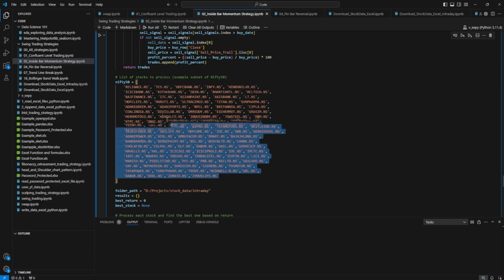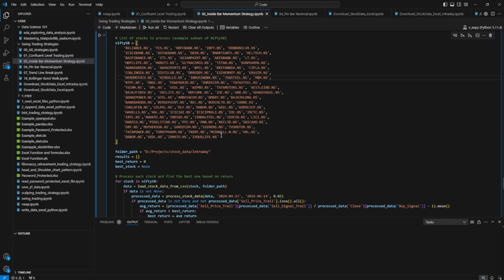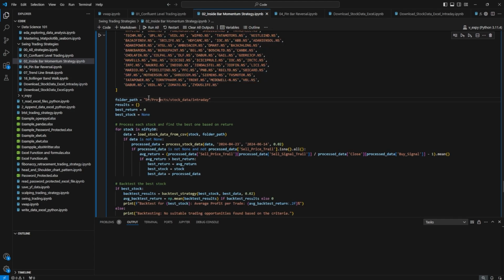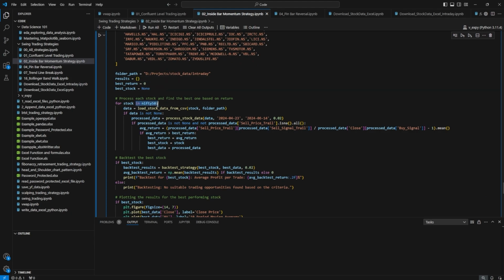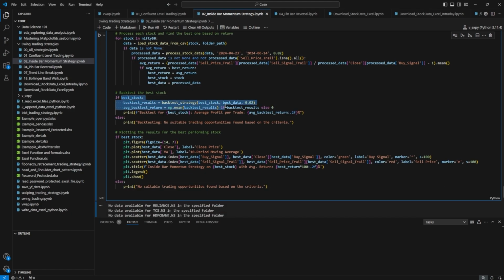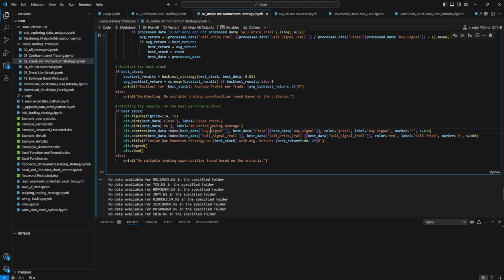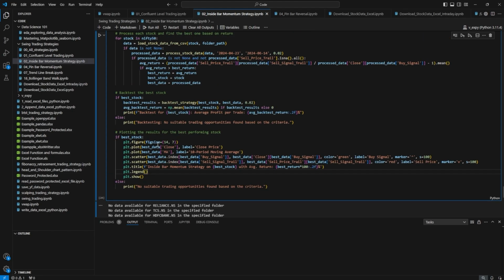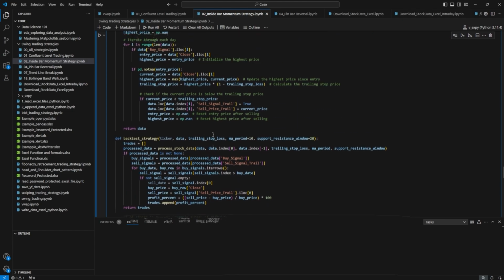So these are the list of stocks that I have. I tried to run this and then loop through all these, and there is a path of the folder, and then it's basically going through all the stocks and trying to figure out the data based on the function that we created earlier between these dates. Then we are trying to find the best stock based on the backtest function or the strategy that we created earlier, and then we are calculating the return based on the backtest. And then this is the plot that we are creating based on the logic that we have implemented. This is your inside bar momentum strategy logic that is implemented with the help of Python.